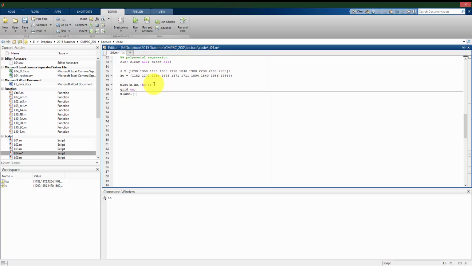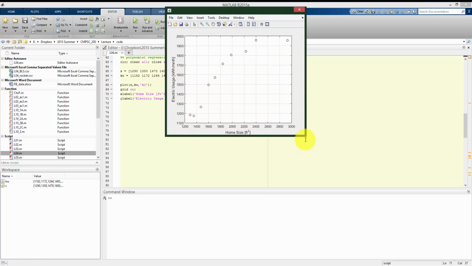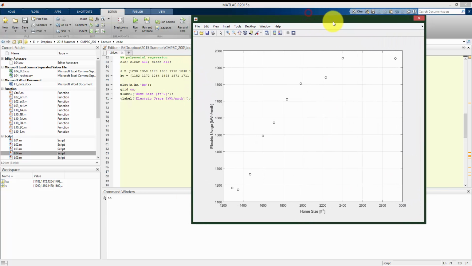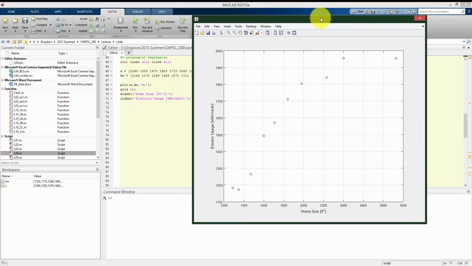And I'll label it. So this is our home size, square feet. And our y-axis is how much electricity we use. And that was in kilowatt hours per month. So this is our data that we collected from the homes, and we can see the pattern we have with our home size versus the electric usage on a monthly basis.